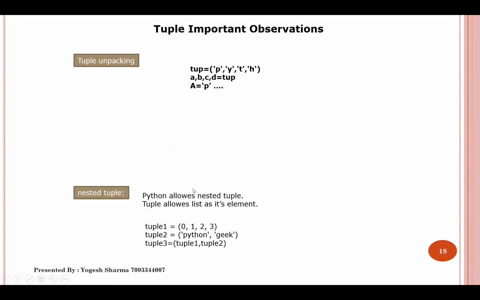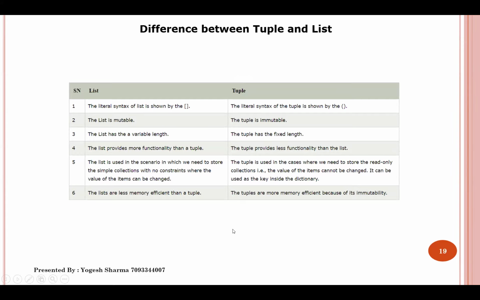Now, nested tuple we already know. Difference between the tuple and list. Please see this one. List means the literal syntax. In the list, the elements are enclosed by square brackets. Tuple is enclosed by parentheses.